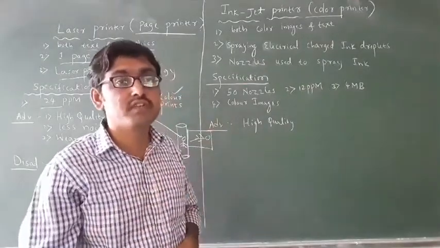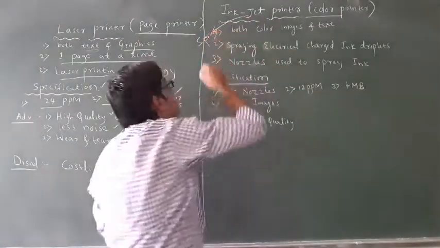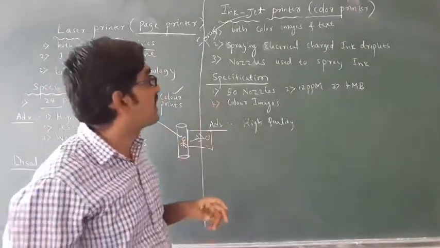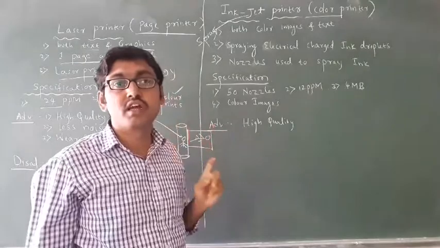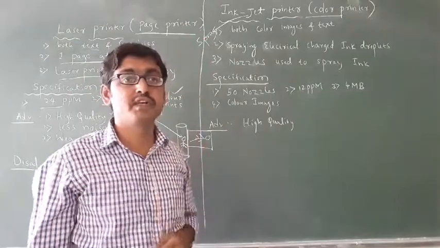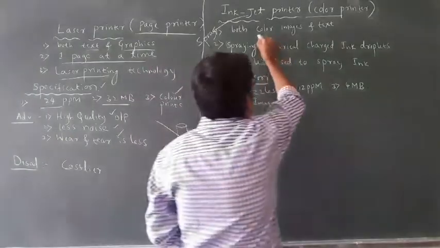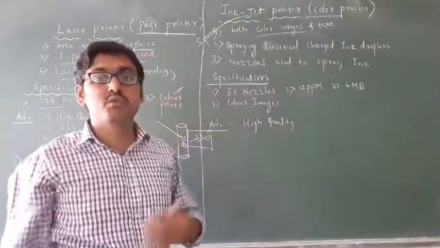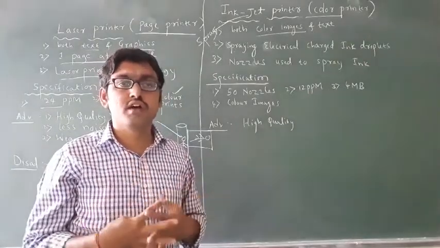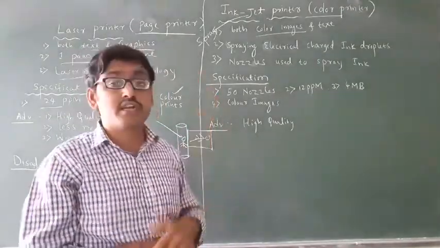Inkjet. Jet means spray. It works like a deodorant. What is an inkjet printer? An inkjet printer is also an example of a non-impact printer which produces both color images and text. Text is almost always produced with it, but to produce color images we have to use this inkjet printer.